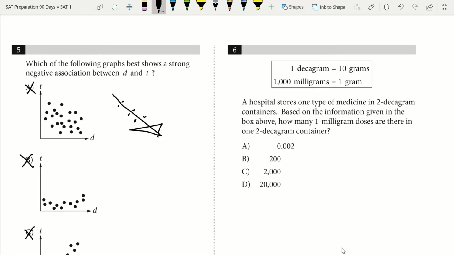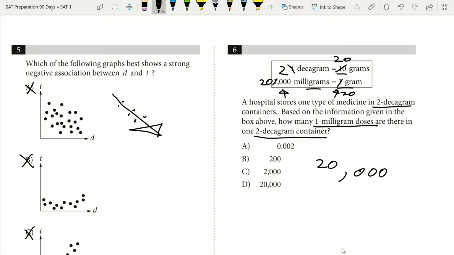Question 6. We've got 1 decagram equals 10 grams, 1,000 milligrams equals 1 gram. A hospital stores one type of medicine in 2 decagram containers. Based on the information given in the box above, how many 1 milligram doses are there in one 2 decagram container? We're solving for the number of milligrams in 2 decagrams. 1 decagram is 10 grams, so 2 decagrams must be 20 grams. There are 1,000 milligrams per gram, so 20 grams is 20,000 milligrams. So our answer is D for number 6.